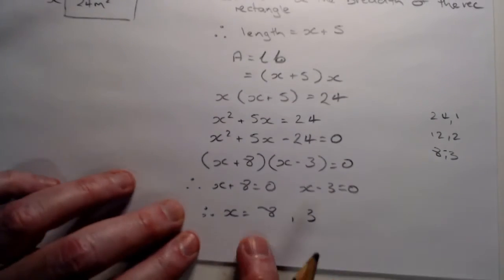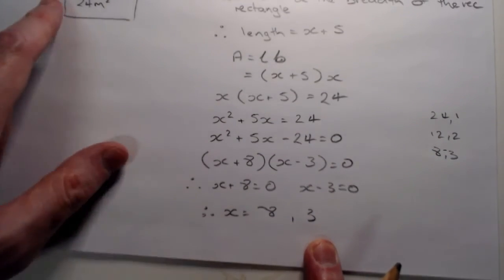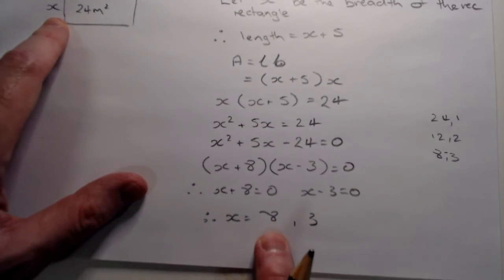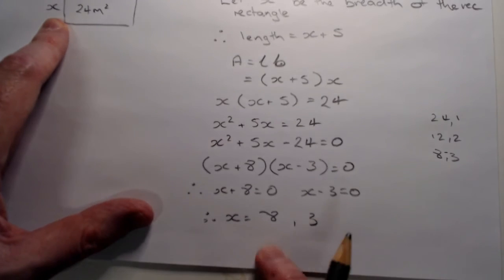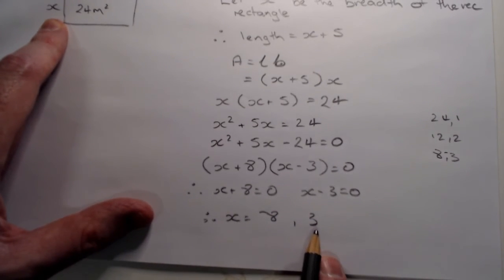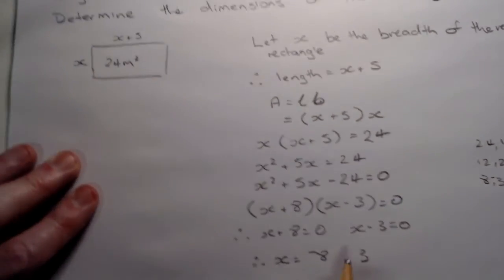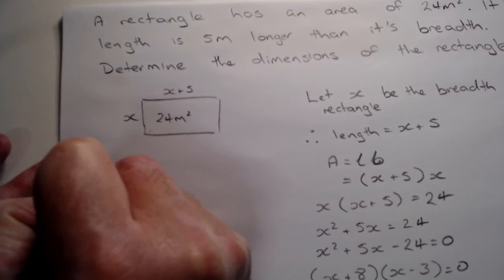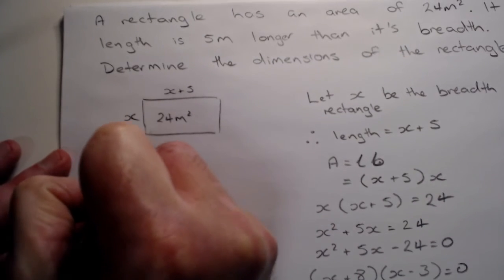Now our final step is to make sure that this actually makes sense. Remember, we're calculating here the breadth of the rectangle. The breadth of the rectangle cannot be negative 8. So therefore we can discard this solution and say that the breadth of our rectangle must be x is equal to 3. So back up here to our rectangle. Therefore, x is equal to 3.